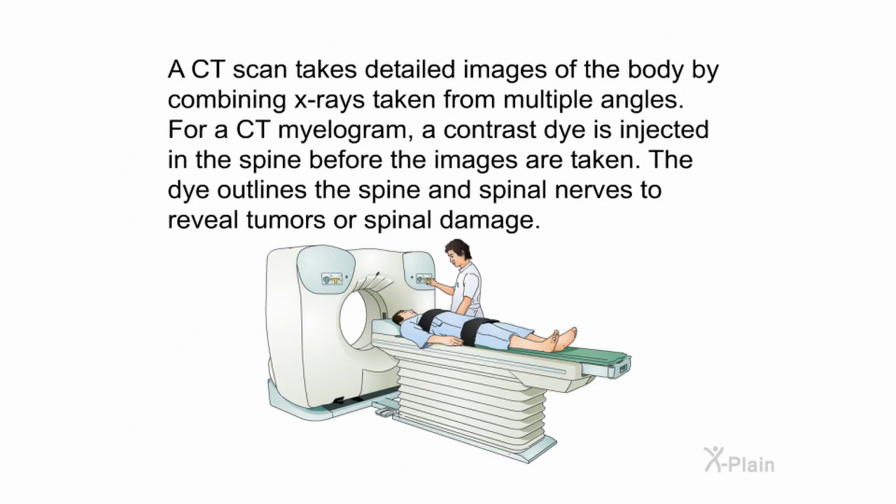A CT scan takes detailed images of the body by combining X-rays taken from multiple angles. For a CT myelogram, a contrast dye is injected in the spine before the images are taken. The dye outlines the spine and spinal nerves to reveal tumors or spinal damage.